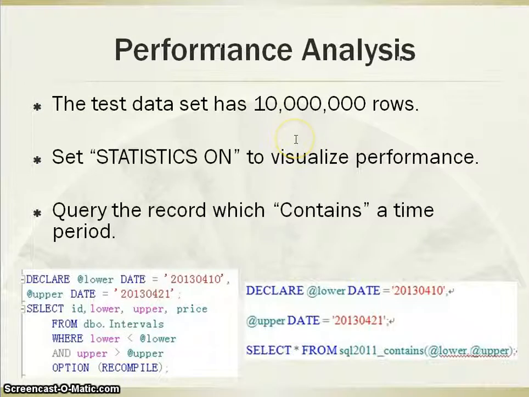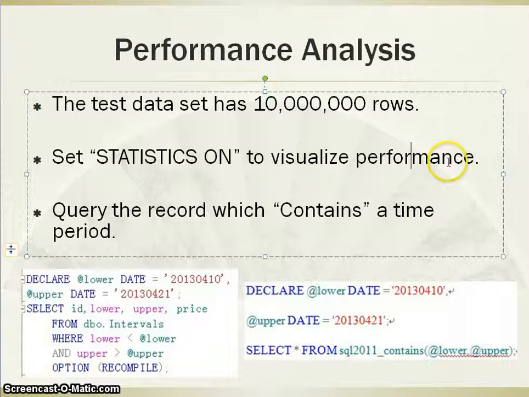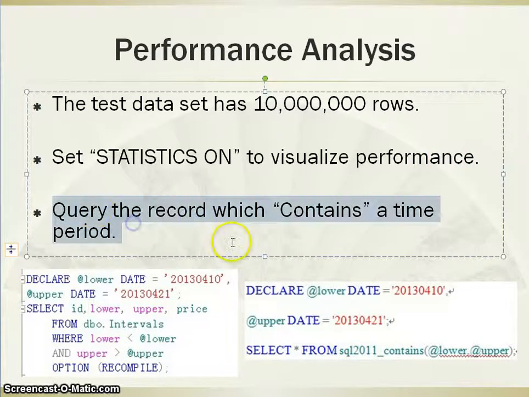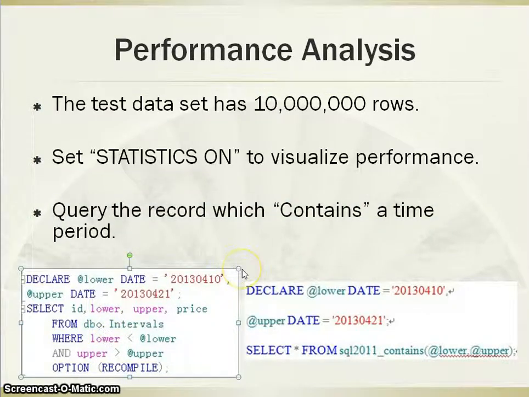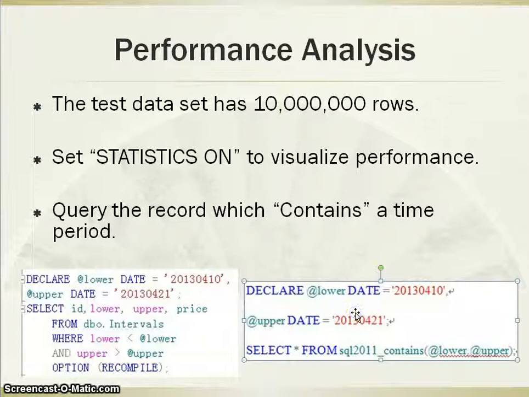And now I do some performance analysis. The test dataset has 10 million rows. And now we set the statistics on to visualize the performance in SQL Server. For the query, we query a record which contains a time period. The left one is the traditional implementation, and the right one is the new implementation for the RI index. And you see here, we use a function to implement some operation because this one is not implemented in SQL Server. Okay, so let's go on next.